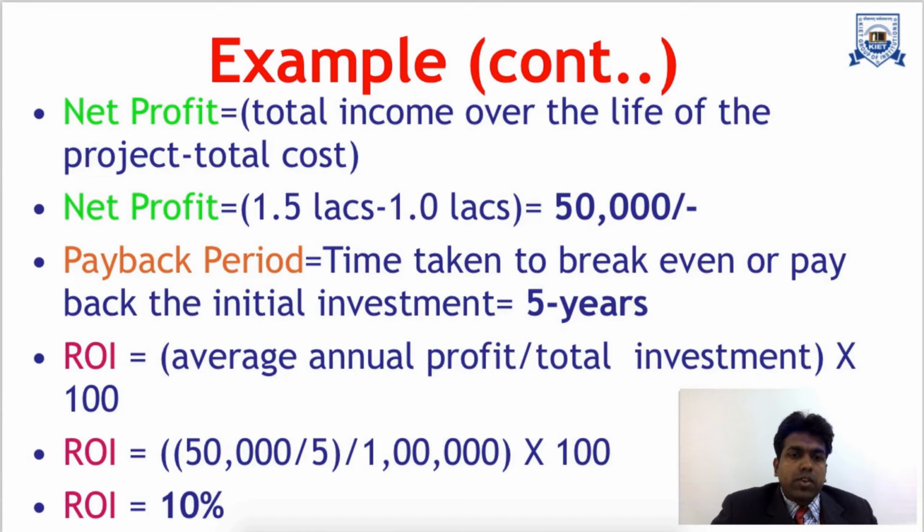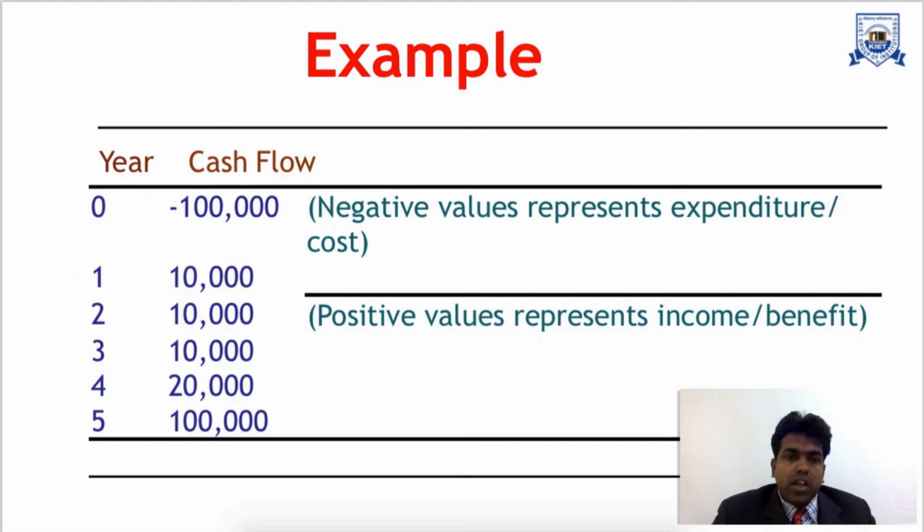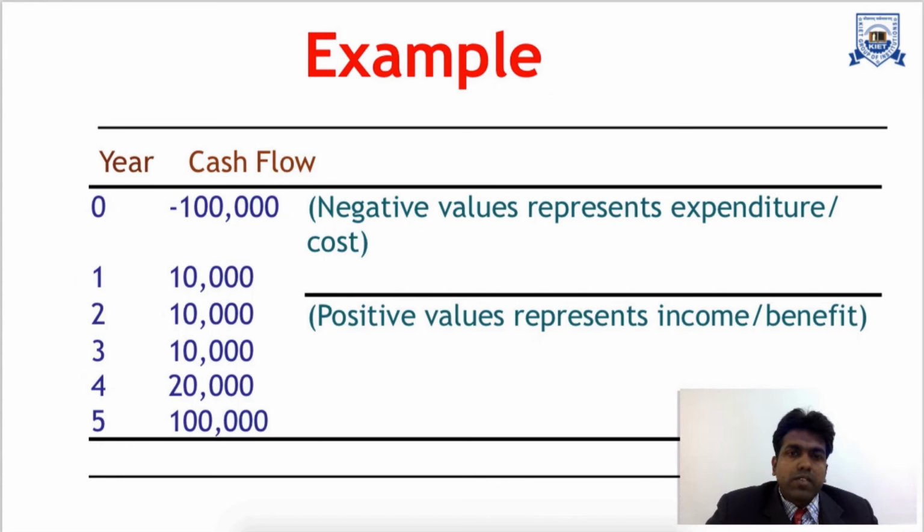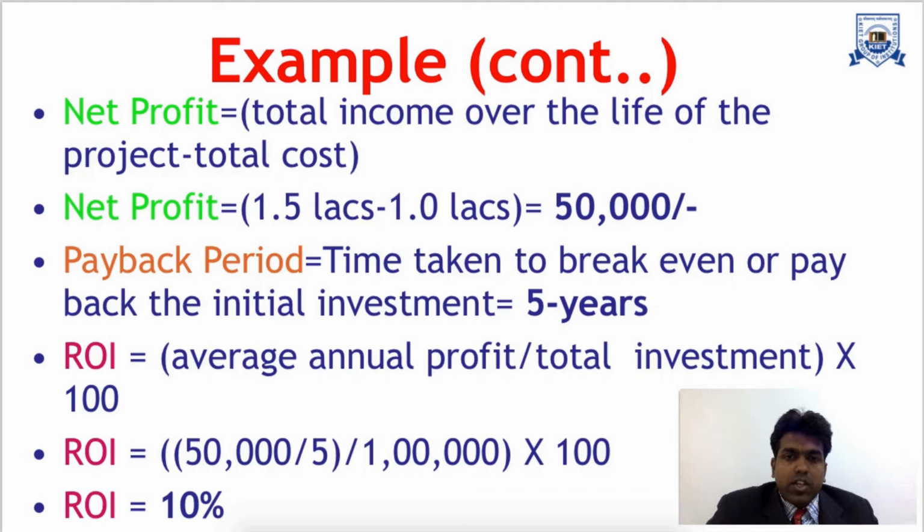So this was the overall profit. Now we will have to calculate per year profit. So we will divide it by 5 years, as we are getting it in 5 years. So 50,000 divided by 5 and then divided by total investment. What is the total investment? That is 1 lakh. Okay, and then multiplied by 100. After this calculation, we will get 10%. That is the ROI. So ROI is 10%.